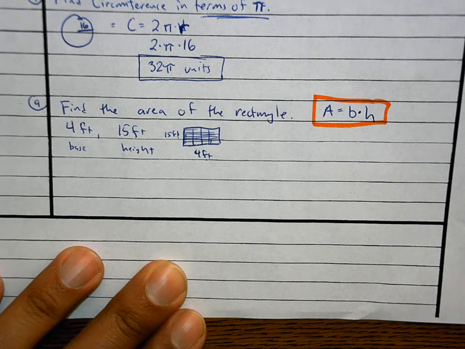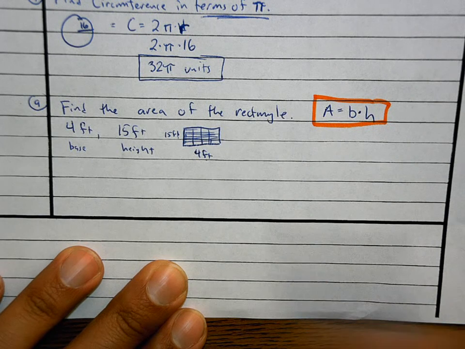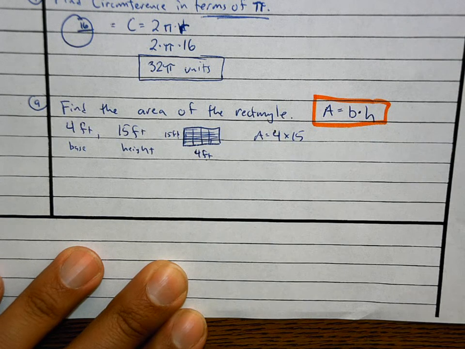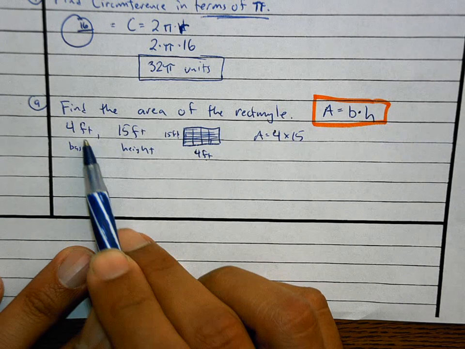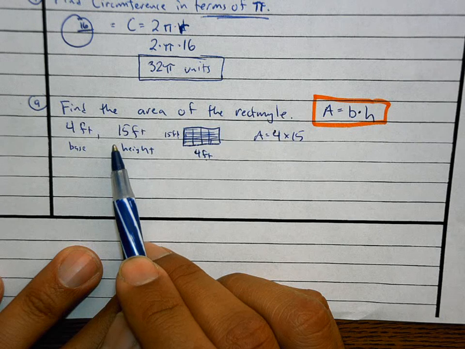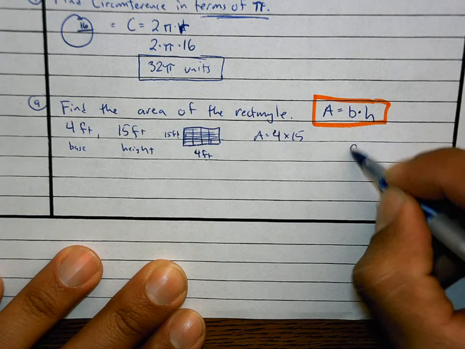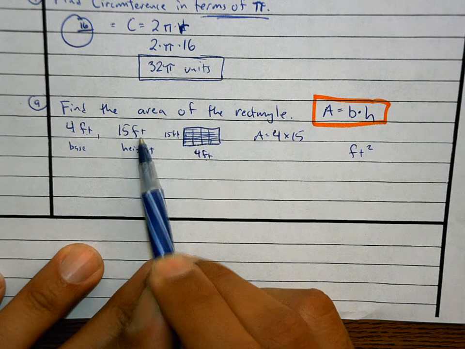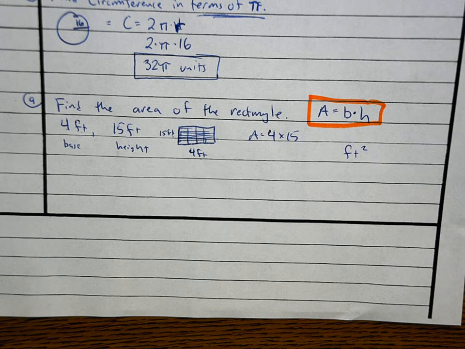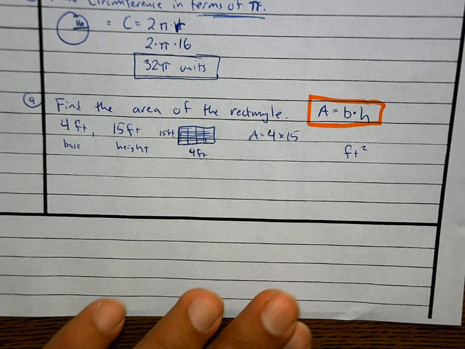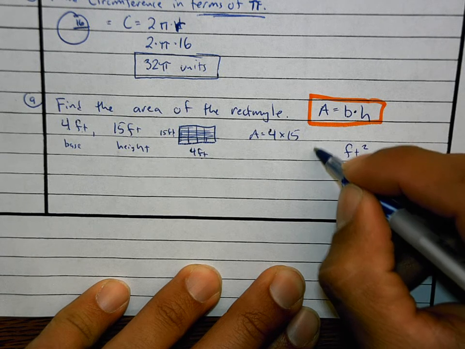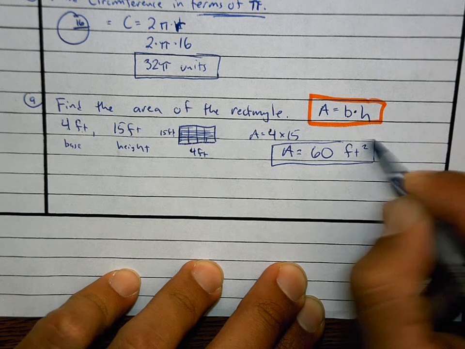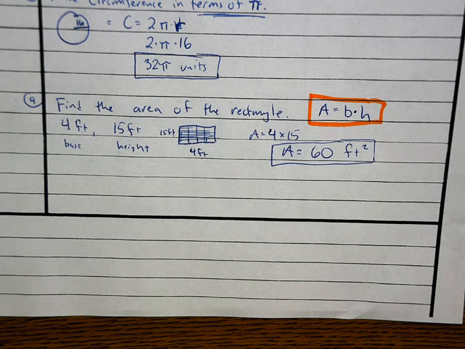So how do I find the area of this rectangle? I just do 4 times 15. And it's feet times feet. I hope you see that. That's one of the reasons why our answer should be feet squared, because we have 4 feet times 15 feet. Feet times feet is feet squared. 4 times 15, I believe, is 60. Does that sound right? And so the answer to number 9 is 60 feet squared.